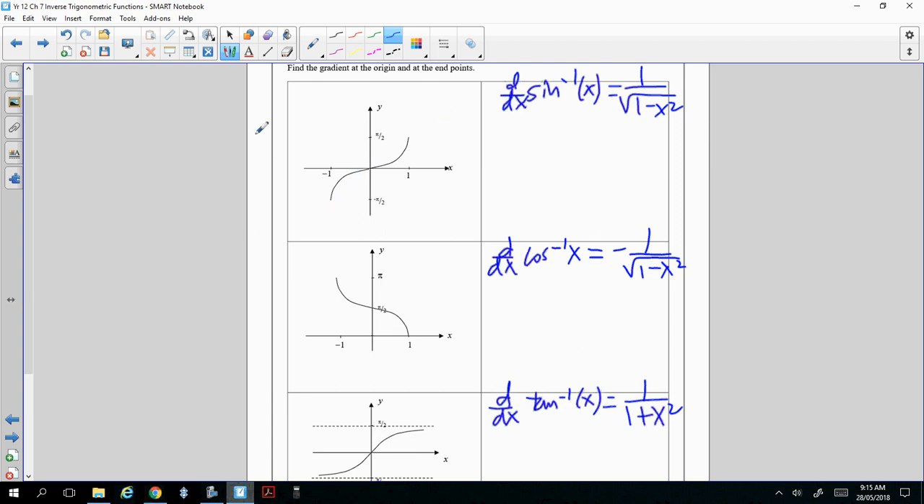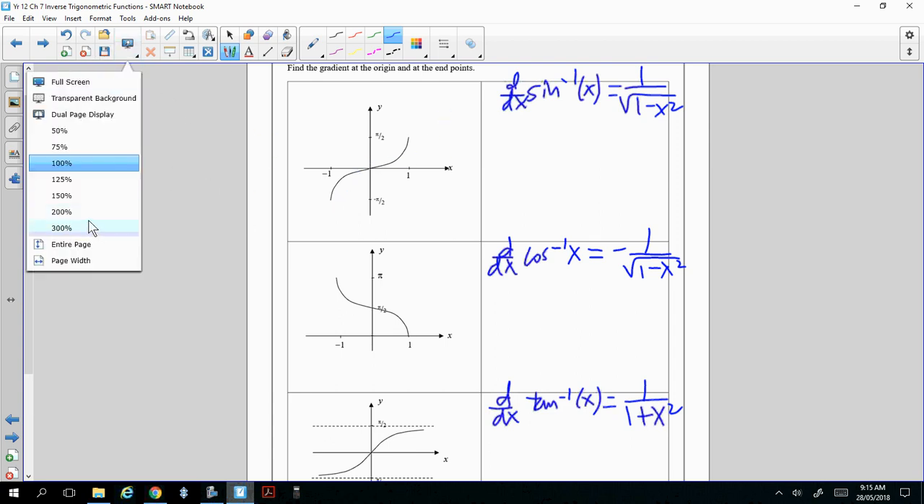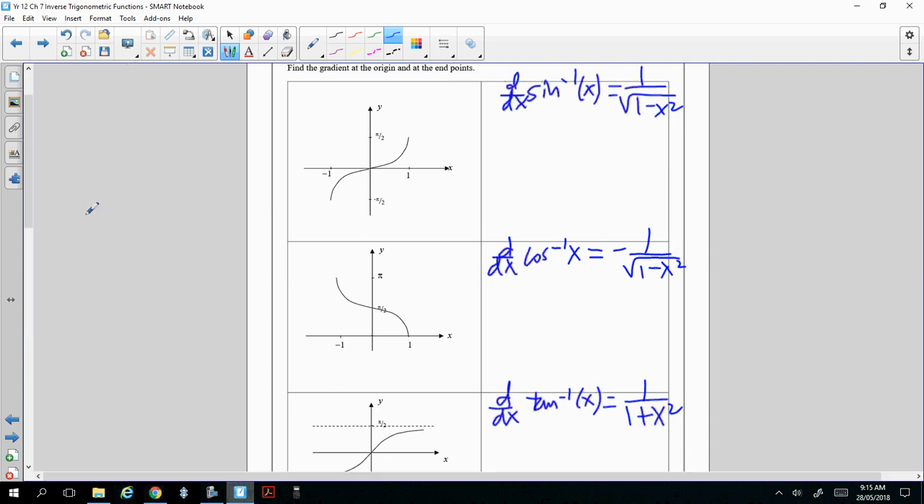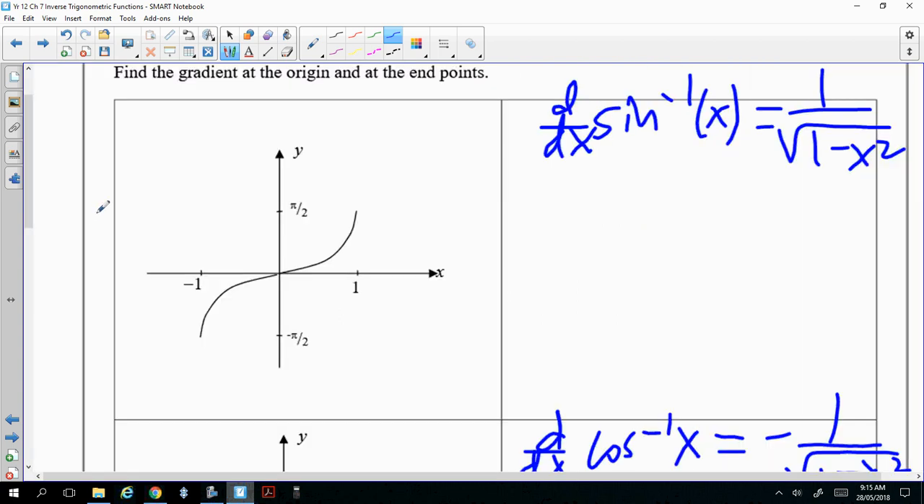Let's go through this. I want you to substitute x equal to 0 into the derivative to find the gradient at 0. So if you substitute 0, you get 1 over the square root of 1 minus 0 squared. And what do you get? You get 1, isn't it? So that tells you that the gradient at the origin is 1.